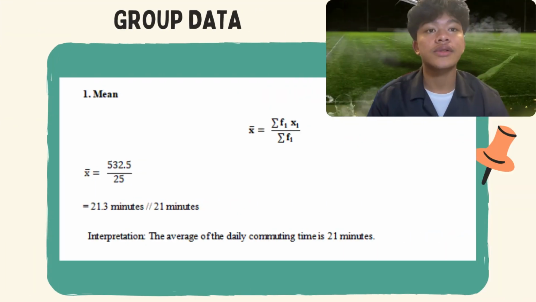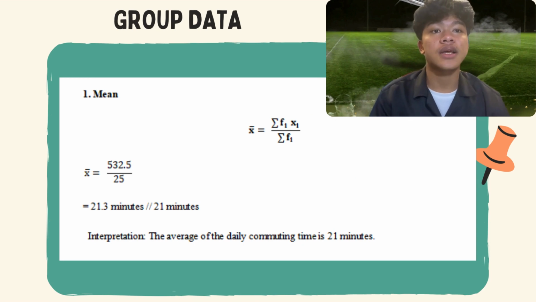For the group data, we use the formula of sum of Fi times Xi divided by sum of Fi. So we got the answer for the mean is 21.3 minutes. To be exact, it is 21 minutes. Interpretation: the average of the daily commuting time is 21 minutes.